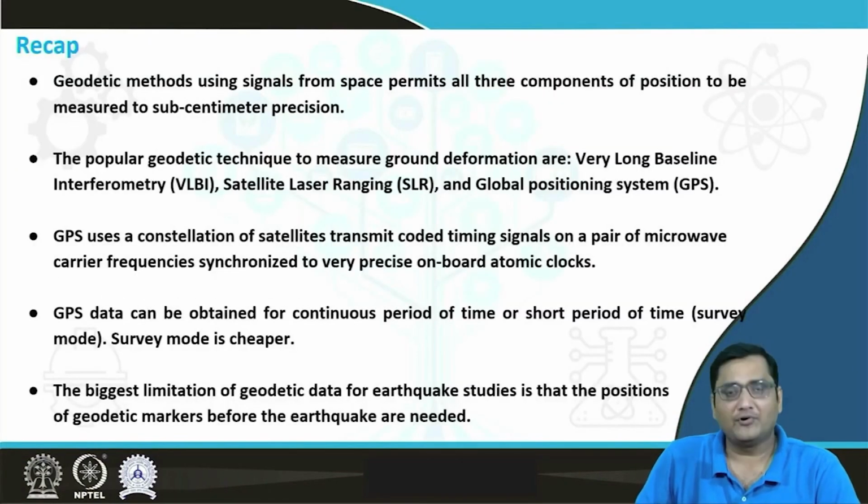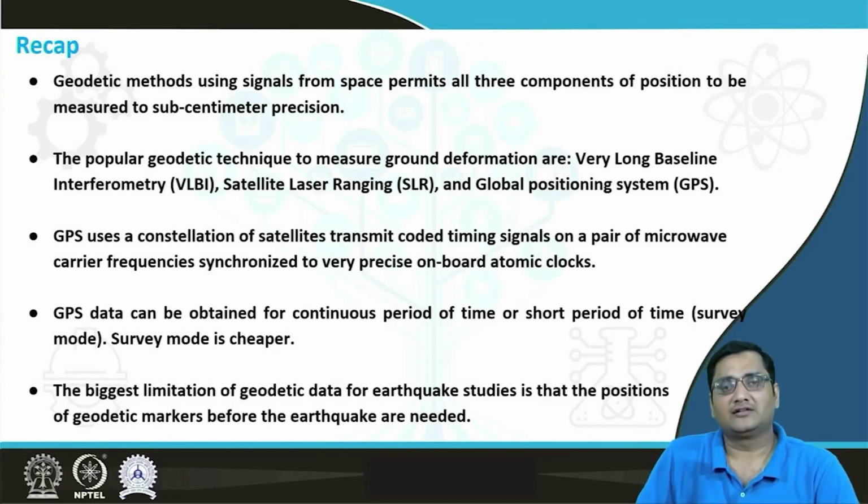As far as the recap of previous lectures is concerned, we talked about geodetic methods using signals from space that can permit us to identify all three components of a position, measured to sub-centimeter precision. Then we talked about the popular geodetic techniques to measure ground deformation. Those are very long baseline interferometry, in short known as VLBI. Then we understood satellite laser ranging, that is SLR. And finally, the most popular one is the Global Positioning System, that is GPS.